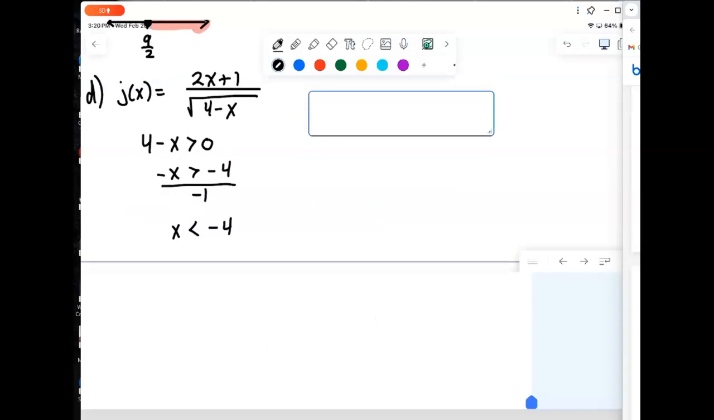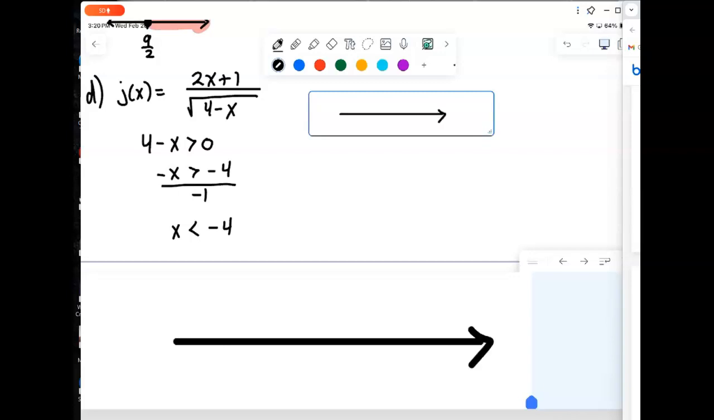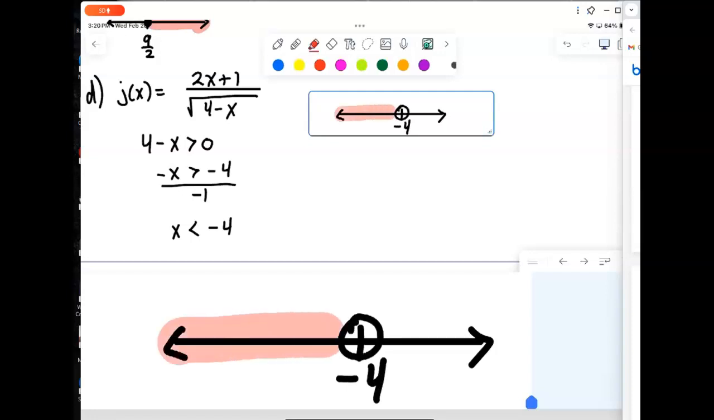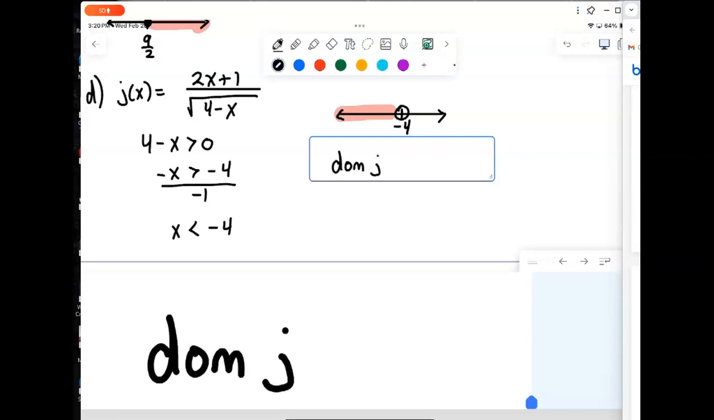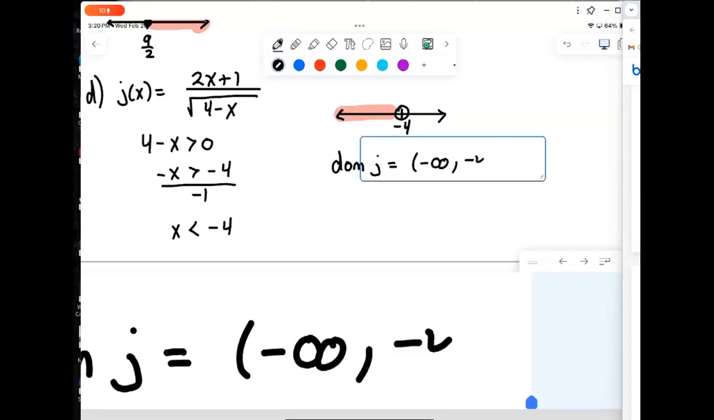And then we want to graph that inequality, so I go on the number line here and do that. I'm going up to 4, but not including 4, and it's everything below that. So that gives me the domain of my function, which we can also abbreviate as DOM of the function. Here it would be the interval from minus infinity up to 4, with a parenthesis on the 4.